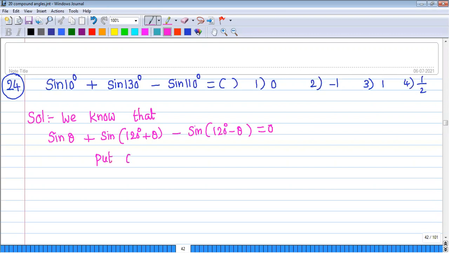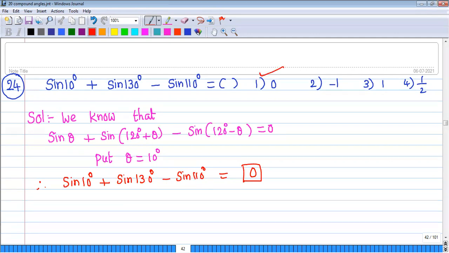Put theta is equal to 10 degrees. So therefore, sine 10 plus sine 130 minus sine 110 degrees equals to 0. Option 1, sir. Yes, option 1.